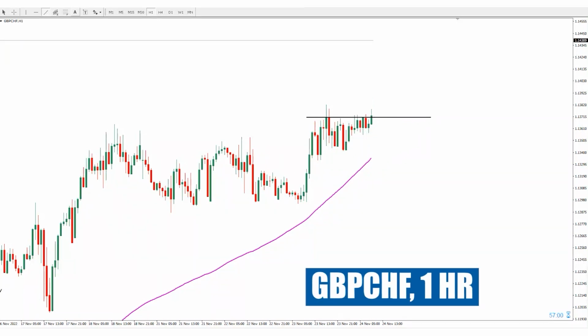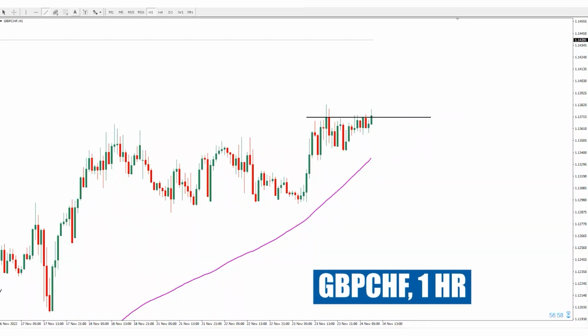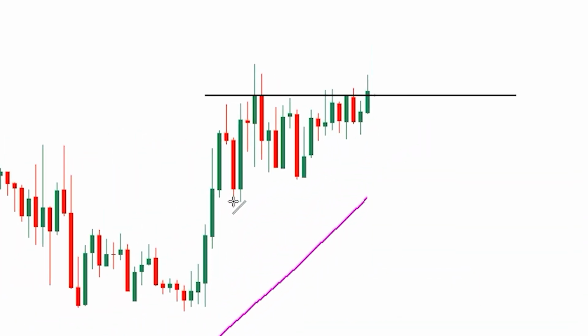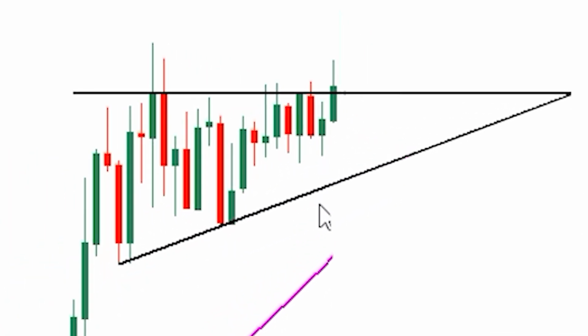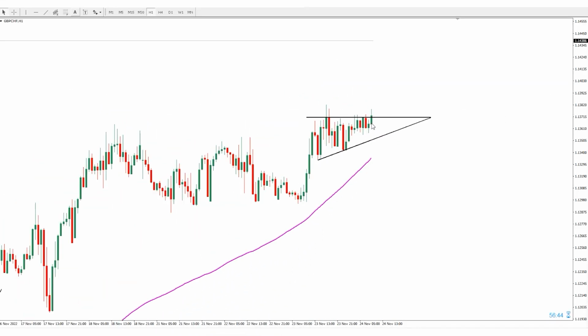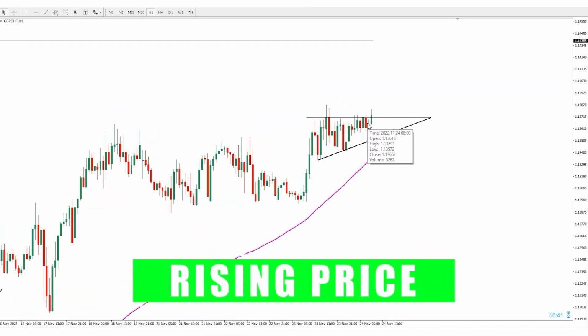So here we are looking at the pound Swiss franc on the 1 hour chart. You can see we have the formation of this ascending triangle. You can see that price did actually break through and close above on this candle right here. This could indicate that there could be a rise in price of this currency pair.